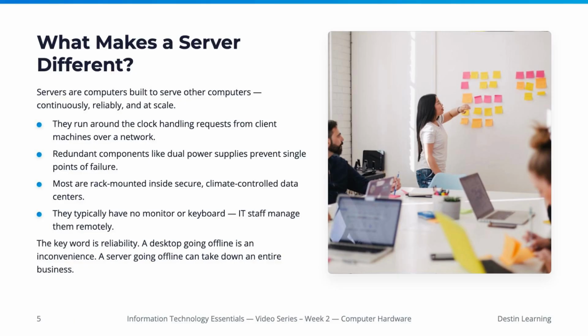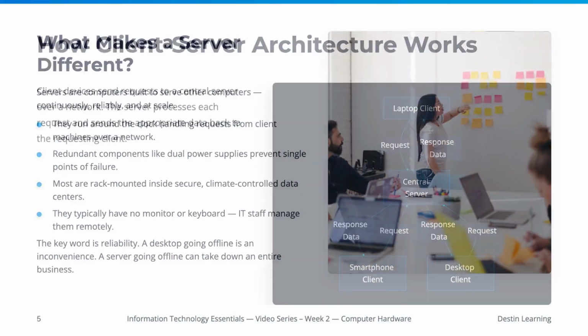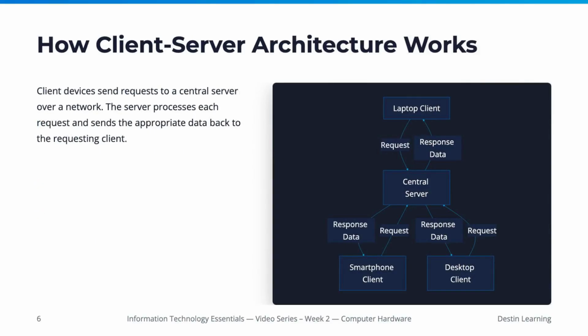To understand how servers operate in production, consider the client-server architecture. Client devices, including laptops, desktops, and mobile smartphones, send requests across a local network or the Internet. The central server receives these requests, processes the business logic or database query, and returns the appropriate response data back to the client. This architecture allows organizations to centralize data security, access control, and computing resources efficiently.